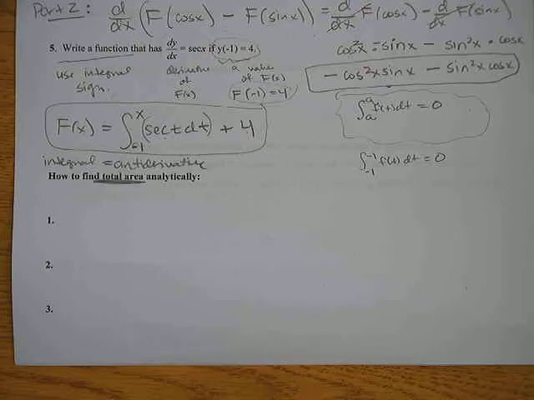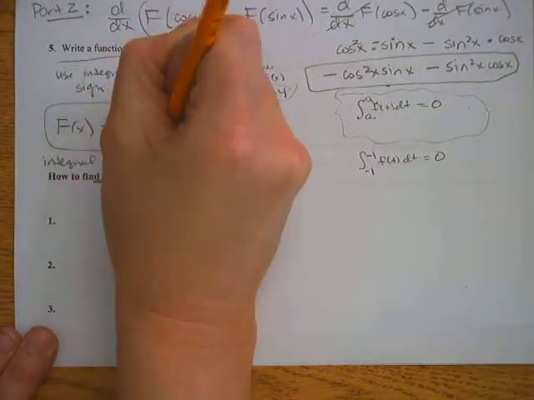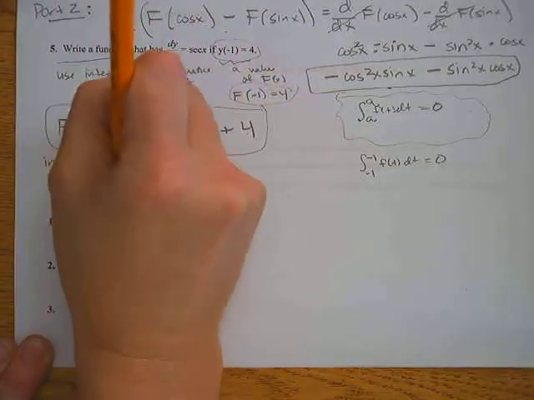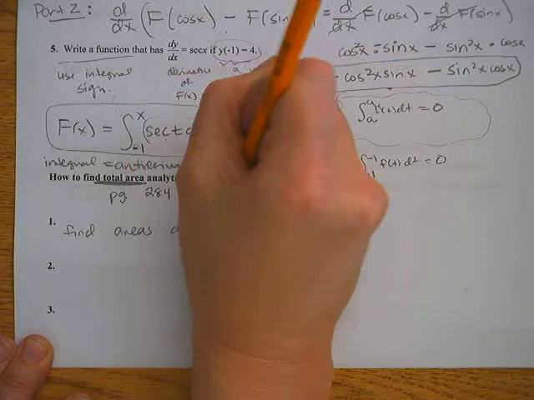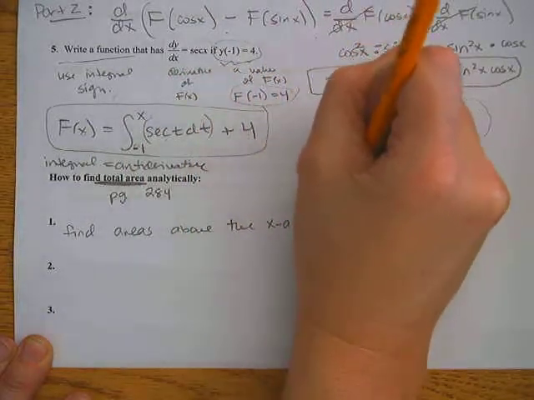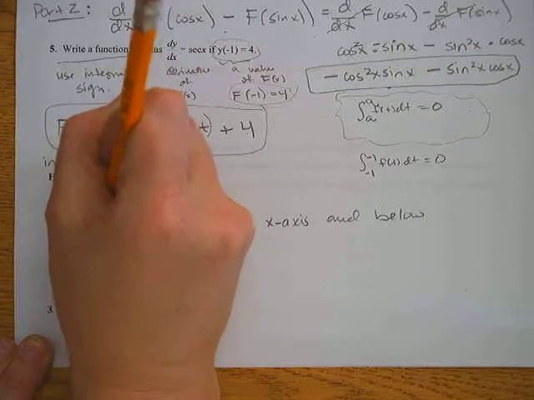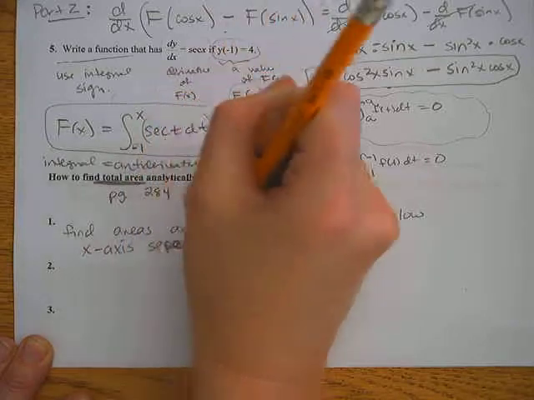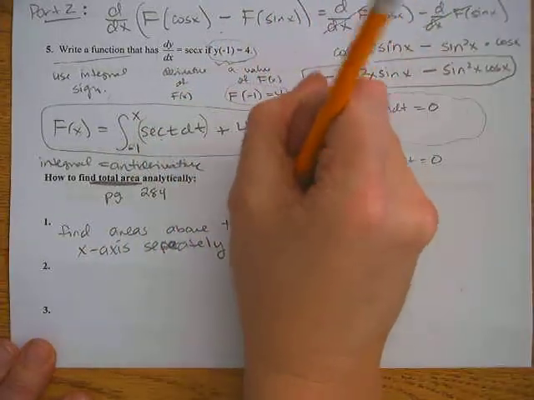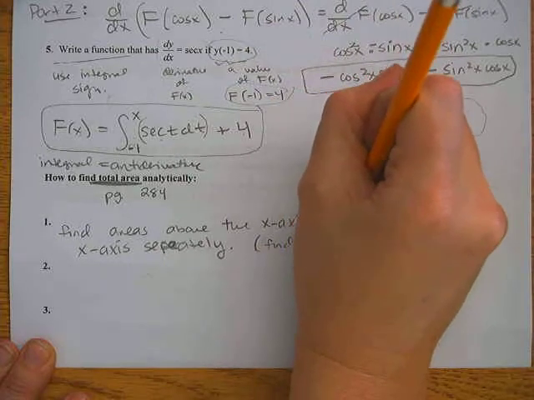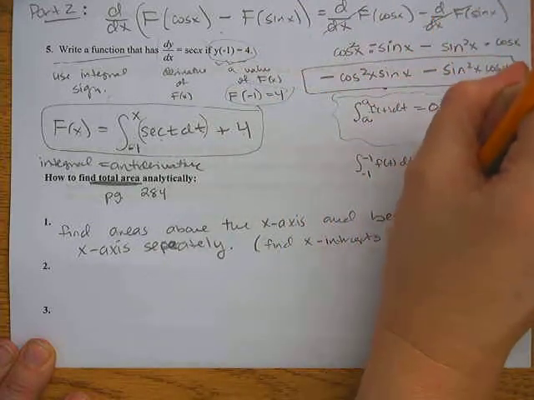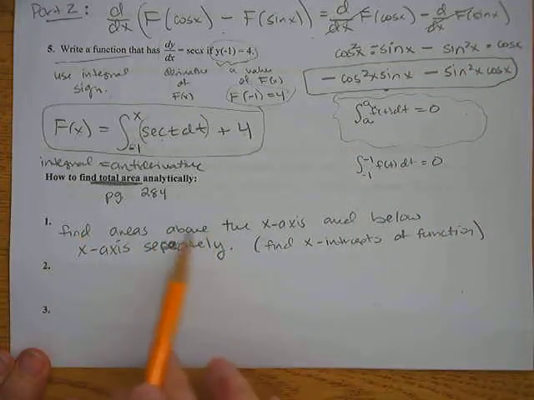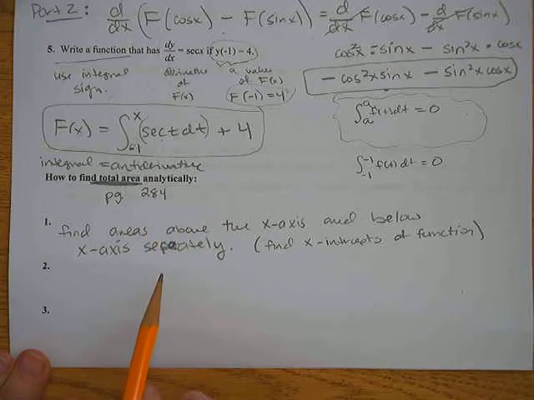As you recall, area under the x-axis is considered negative. So if you just find a regular integral, it's going to cancel out positive and negative areas. But if you're trying to find an actual total amount of area, like if you don't want the negative part, you can do that by using absolute values. And this is on page 284 in your book. So basically you could find the areas above the x-axis and below the x-axis separately.